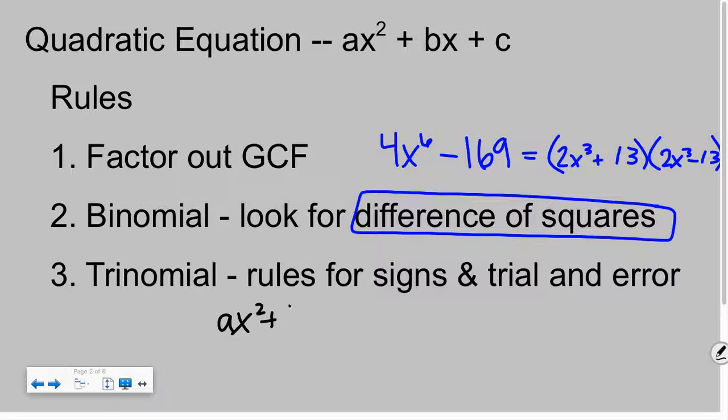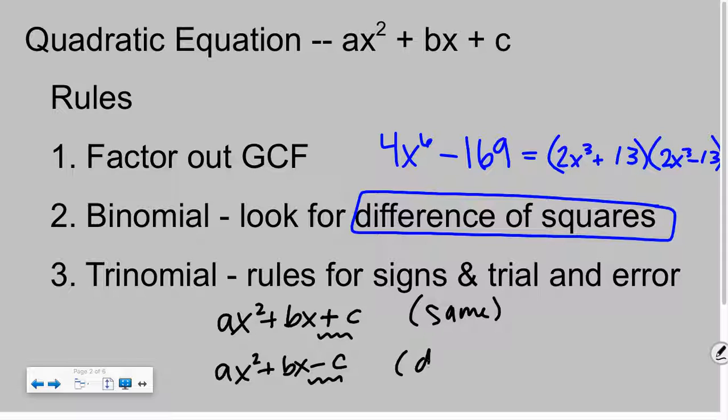If I have the quadratic equation ax squared plus bx plus c, that means they're going to be the same or different? The same. And then it depends on whatever the first sign was. If our quadratic equation was ax squared plus bx minus c, the minus c tells me my signs will be different. And then it's still trial and error from there. You're still going to have to do a little checking if you're not confident that you factored them completely.